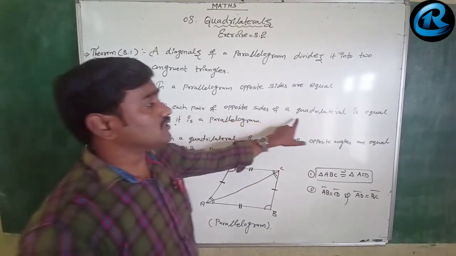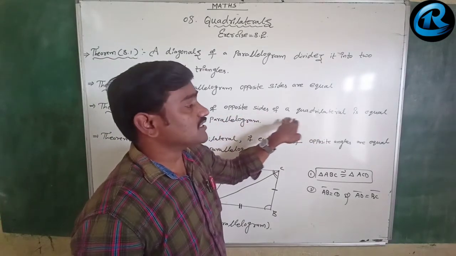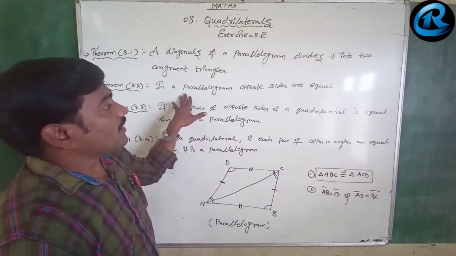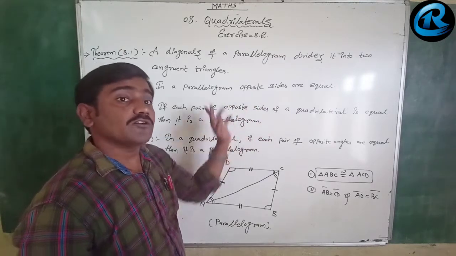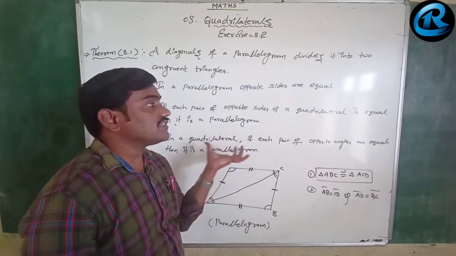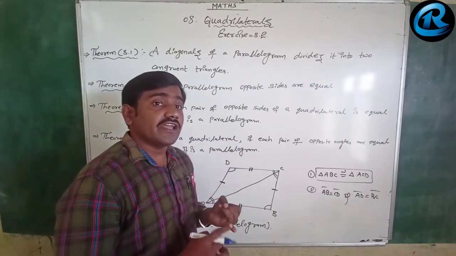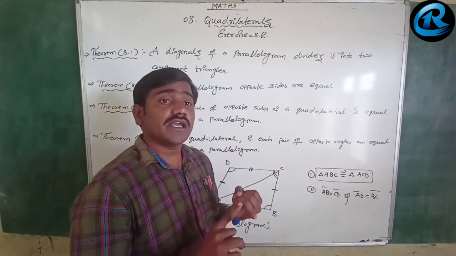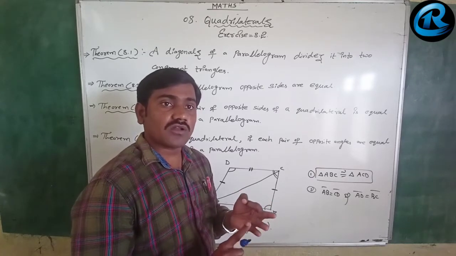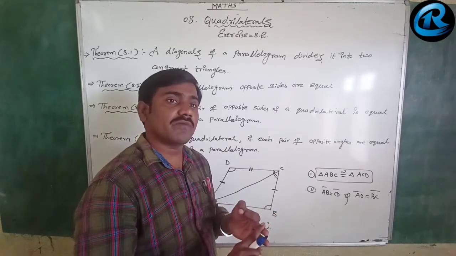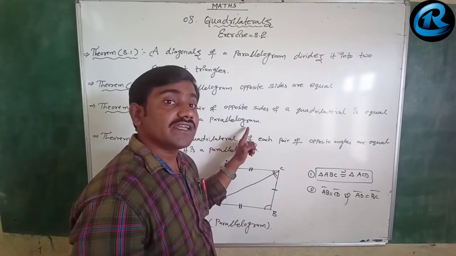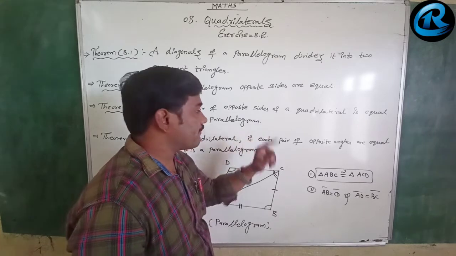If each pair of opposite sides of a quadrilateral is equal, then it is a parallelogram. Simple. In a parallelogram, opposite sides are equal. If opposite sides are equal, we can consider it as a parallelogram. You can also say a rhombus, rectangle and square, but all squares, rectangles and rhombuses are parallelograms. So we can say that if opposite sides are equal, it is a parallelogram.